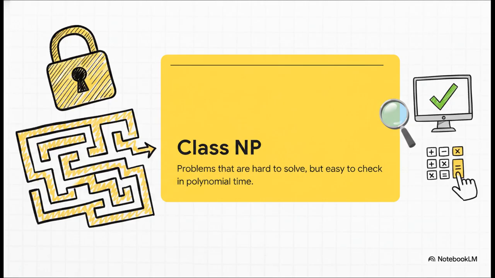Think about integer factoring. Finding the prime factors of some massive 250-digit number could take a supercomputer millions of years. But if I just hand you the proposed factors, checking if I'm right takes a fraction of a second. You literally just multiply them together.